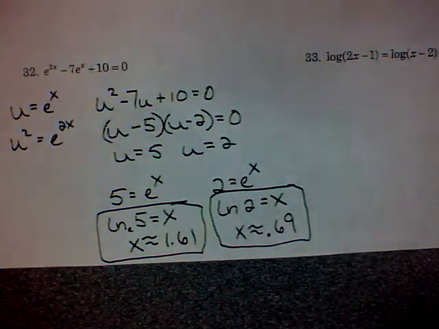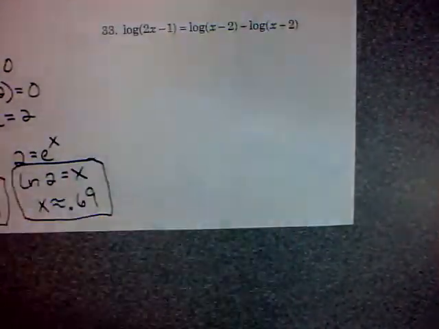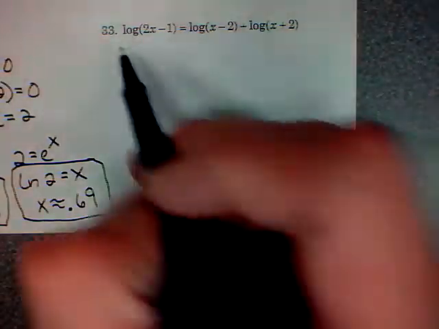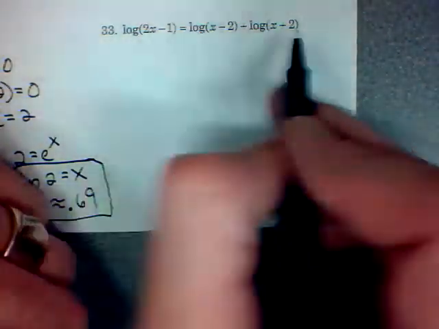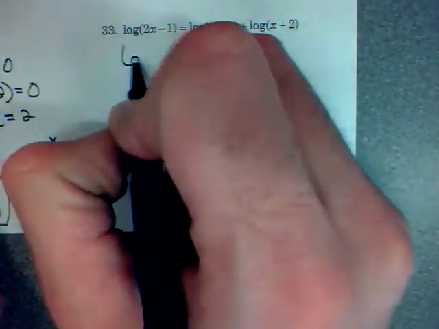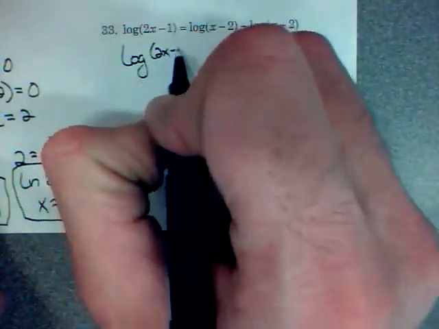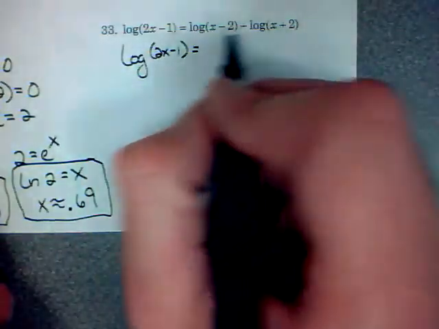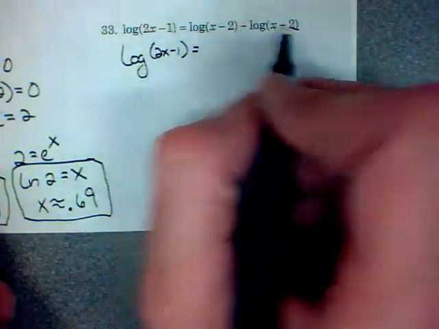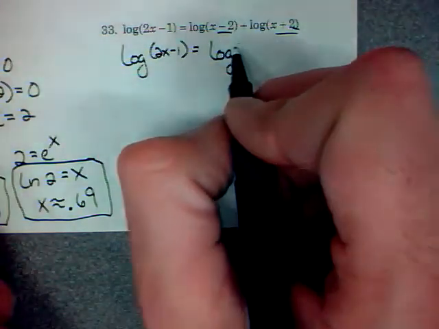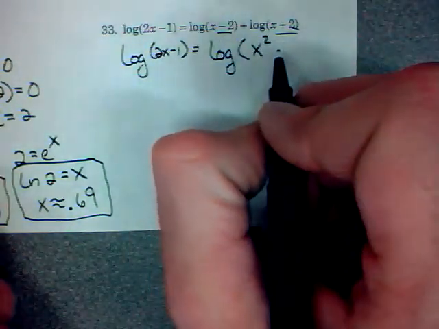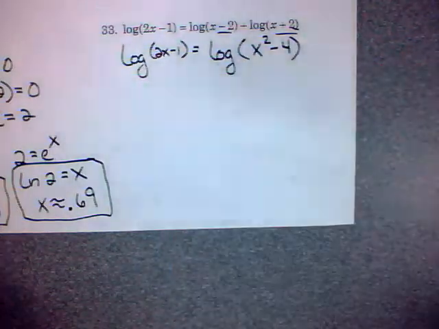Okay. In the last problem here, 33, here we've got 3 different logs. So it looks like this side we can combine these into one log. So you have log of 2x minus 1 equals, combine these together, so we're adding, so we multiply the values. So we're going to multiply this times that. And that looks like a difference of squares. So that's x squared minus 4.